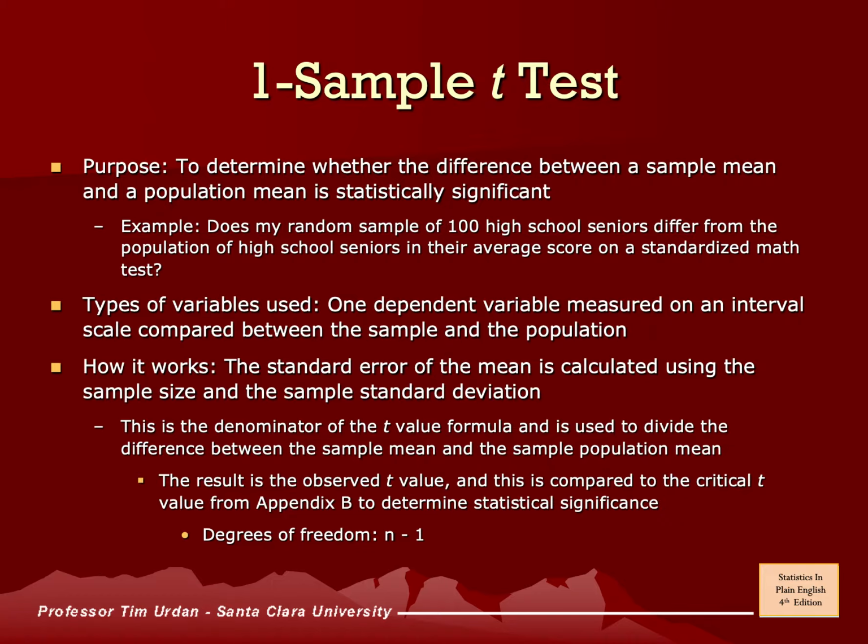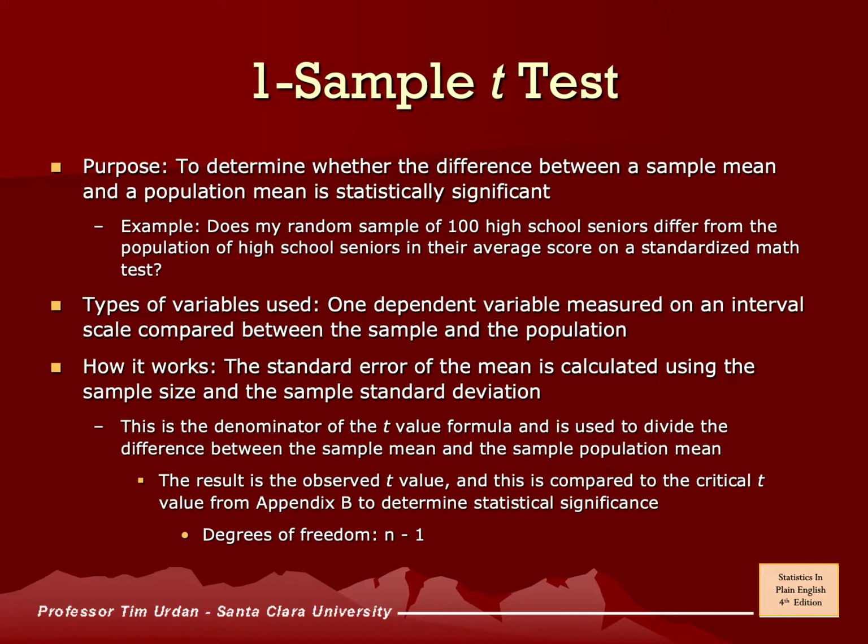In a one sample t-test, the whole purpose is to determine if the sample mean and the population mean are significantly different. An example of this would be, does my random sample of 100 high school seniors differ from the whole population of high school seniors on the average of their standardized math test? So maybe you gave 100 seniors some extra prep help, and you'll look at their mean, compare it to the population's mean on the test, and that'll help you say, wow, this intervention really worked, or wow, it really wasn't significant, so it didn't work. So that's why we compare the means.